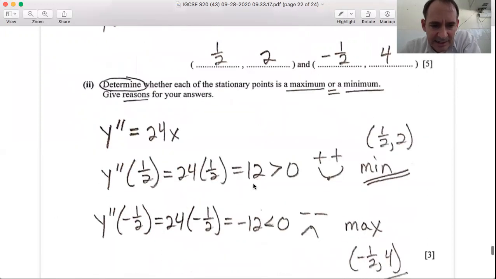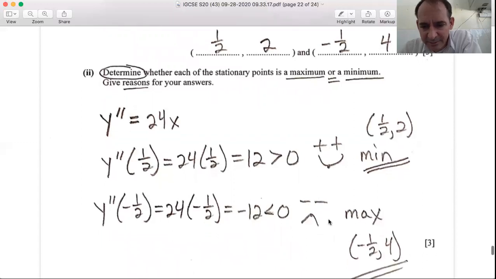When we plug in the negative 1/2, we get negative 12, which is less than 0. It is negative, so we get this frowny face. And so this set of coordinates, the negative 1/2, 4, gives us the maximum. It's at the top end of the frowny face.